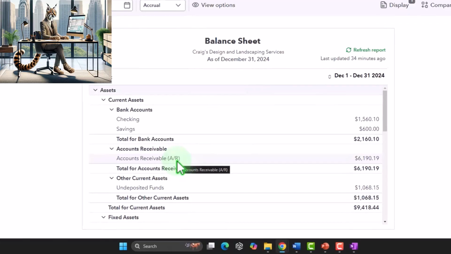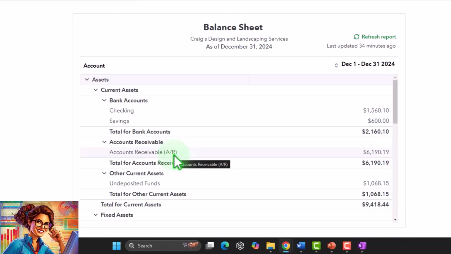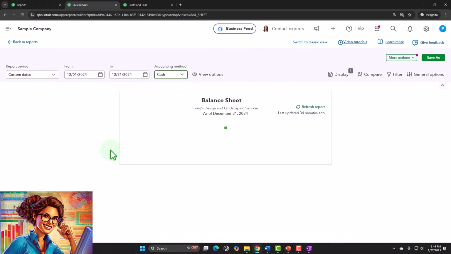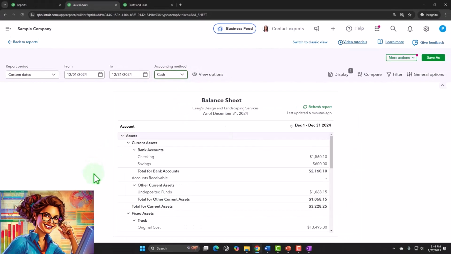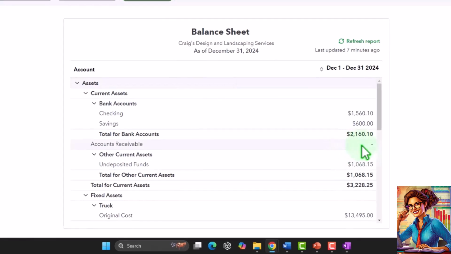It's not going to record revenue at the point in time you enter the invoice, but it's going to record revenue at the point in time you received the payment. So therefore, this accounts receivable should go away in essence if I toggle this to a cash-based system, right? So now accounts receivable is gone. So that's when you might use this.